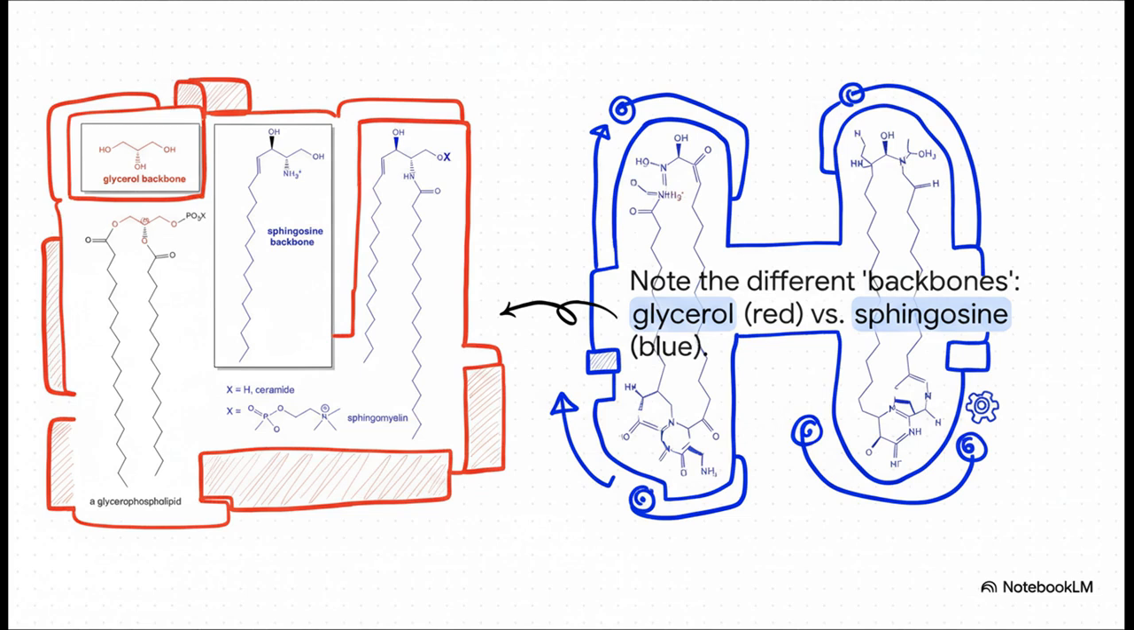So how do we tell these different types apart? It all comes down to their core structure, what you could call their backbone. See the molecule on the left? It's built on a glycerol backbone, that part in red. The ones on the right, they're built on something totally different, a sphingosine backbone, shown there in blue. Just changing that foundation completely changes what the lipid does.